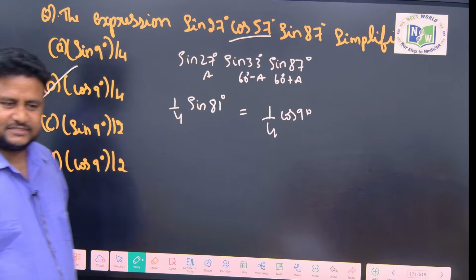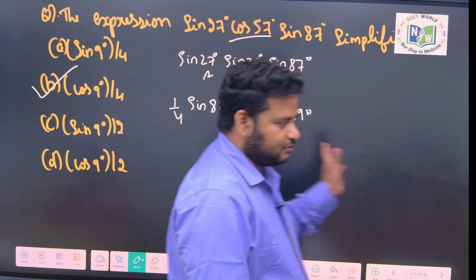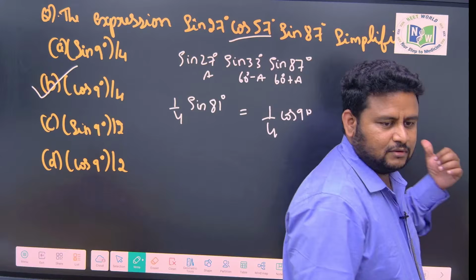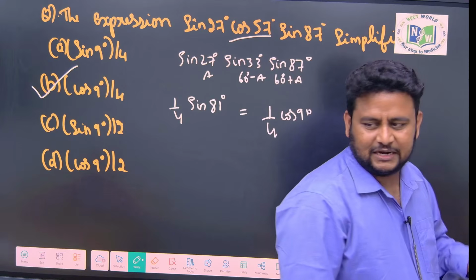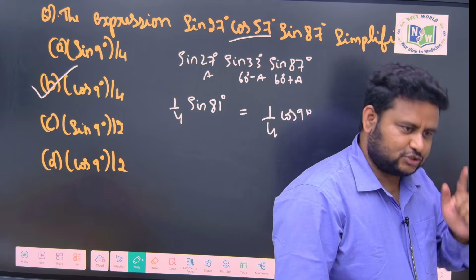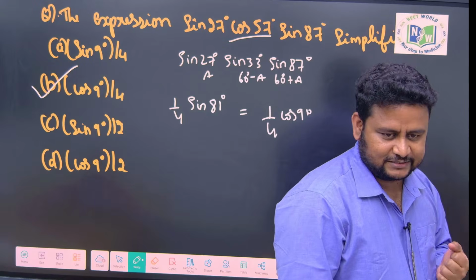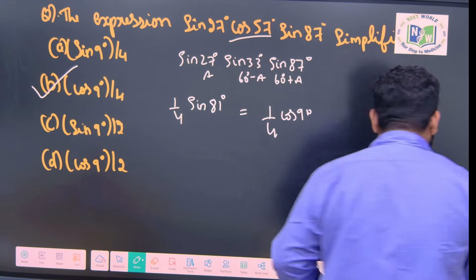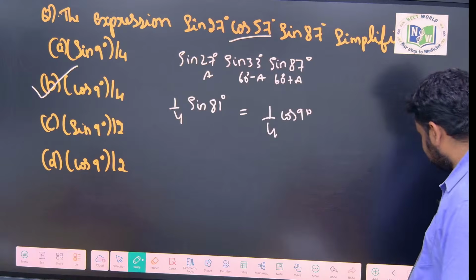Clear? Understood? Like this they will give the question. Directly they will not give a result-based question, they will give it like this, and you have to manipulate a little. So whenever you get such a question, the first thing that should strike your mind is complementary angles. Okay? Understood?